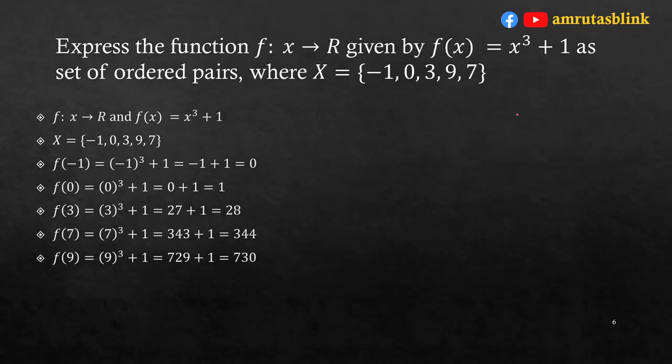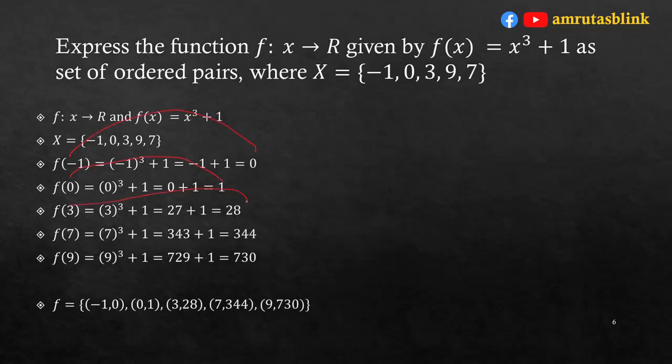So function f will be minus 1, 0, 0, 1, 3, 28, 7, 344 and 9, 730. So range of this function will be 0, 1, 28, 344 and 730.